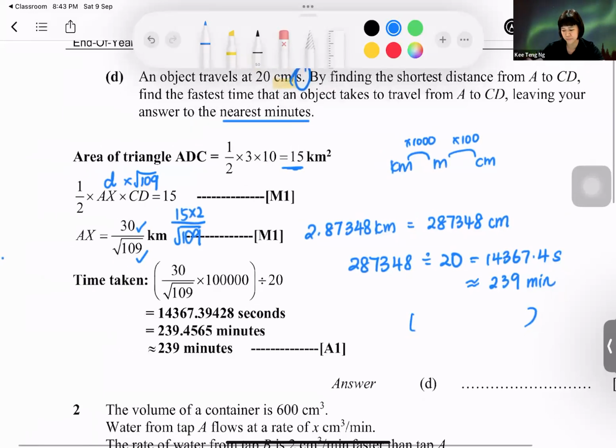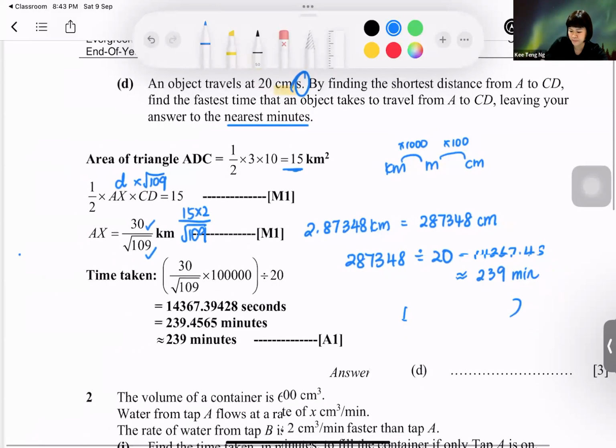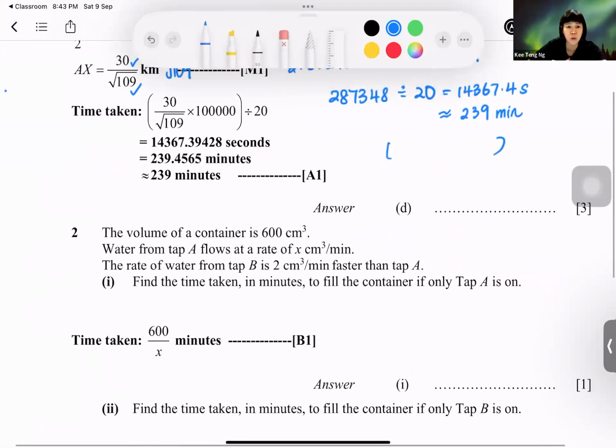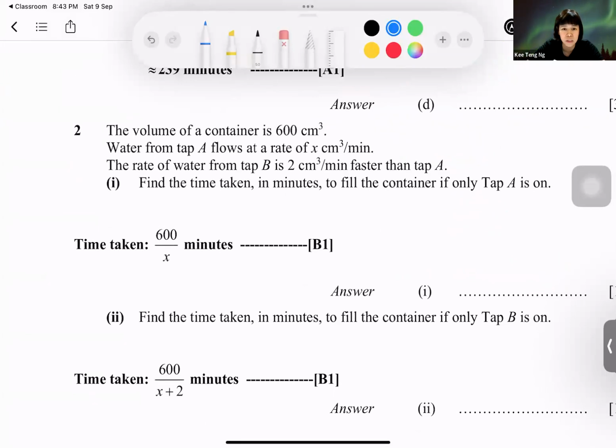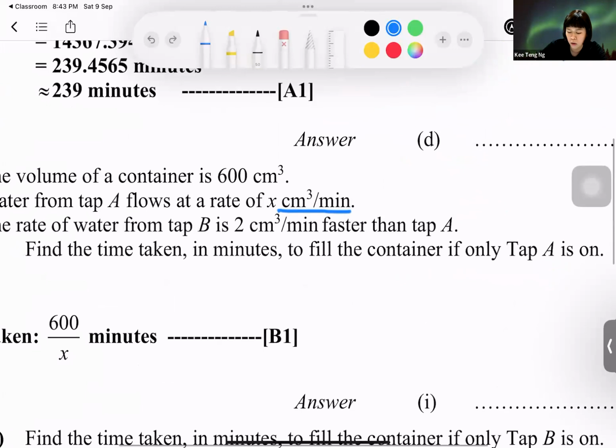Okay. Have you gotten your answer? Next question, question number 2. The volume of a container is 600 cm cube. Okay, read the notes. And the water from a tap fills at the rate of x cm cube per minute. What does this x cm cube per minute mean? I like to represent this usually. I'll say x cm cube takes 1 minute.